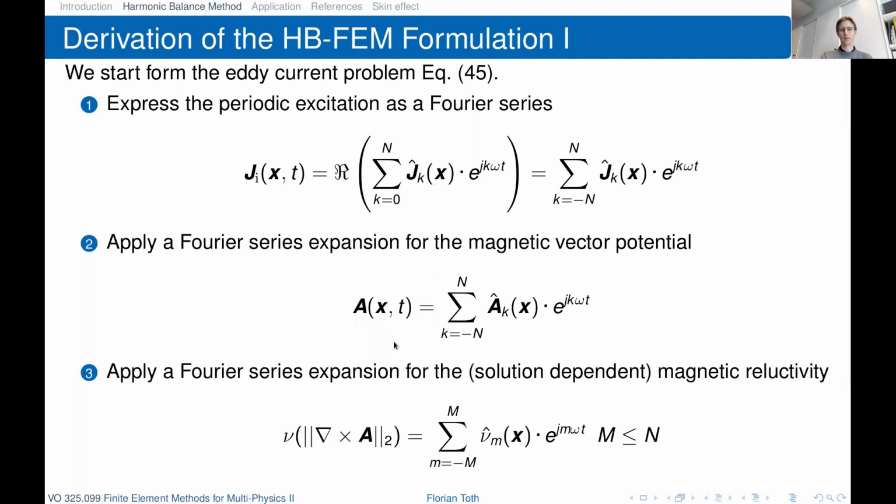And then we do the same thing for the solution-dependent magnetic reluctivity, since the periodic history of this material parameter, since it depends on the solution, will have a periodic form. Note here that we choose a different order of approximation. So you could say the order m for the material approximation is smaller or usually equal to the order of the approximation of the unknown.